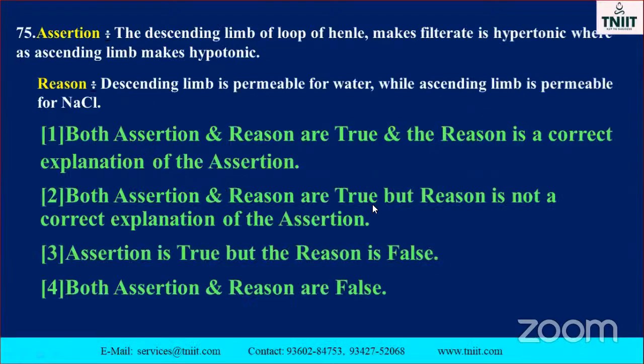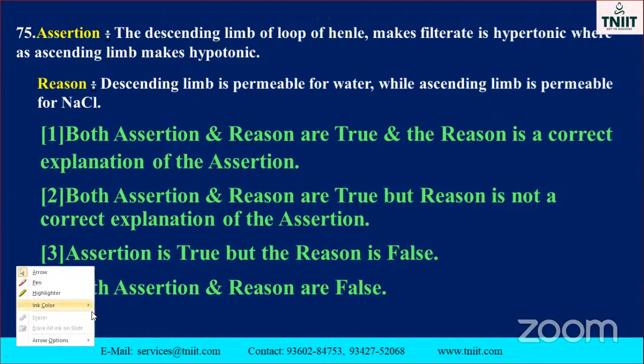And the last question today, my dear students. The assertion: the descending limb of the loop of Henle makes the filtrate hypertonic, whereas the ascending limb makes it hypotonic. Which one is hypotonic? Descending limb, ascending limb, hypotonic. Okay, yes, it is a correct answer. I will explain how it is the correct answer.